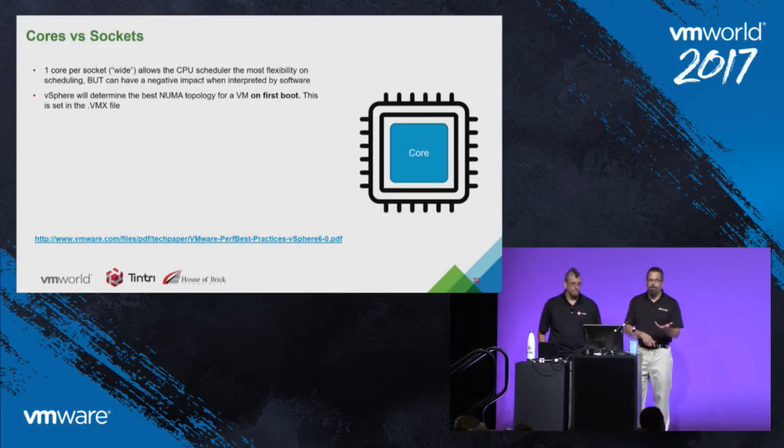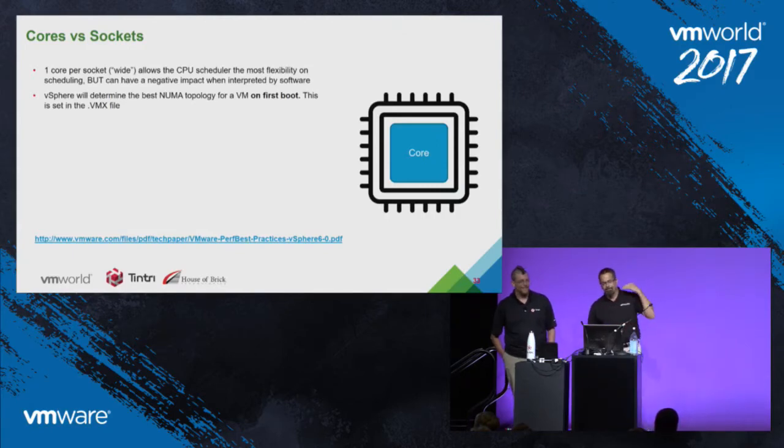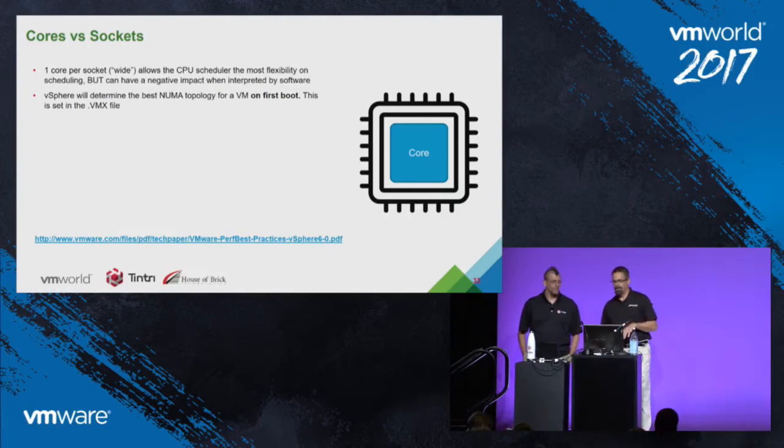So vSphere will, on first boot of the VM, figure out the best topology for you, whether it's 1 socket or many sockets, 1 core per socket. It's very hard to say. But yes, when you talk about cores per socket, you want many sockets at 1 core each. VMware will figure out the best configuration based upon the physical hardware on first boot. It will record that in the VMX file, and it will stay there until you make a change to the number of cores in the machine, or you power cycle, and we have a setting we have to set in a minute.